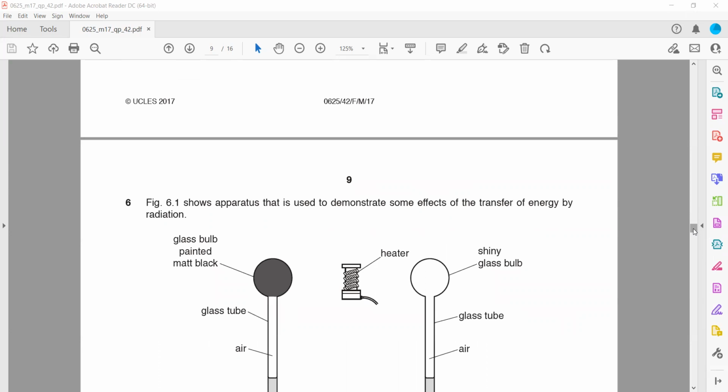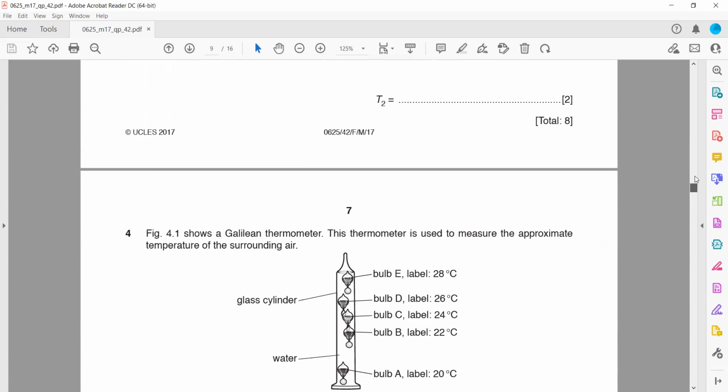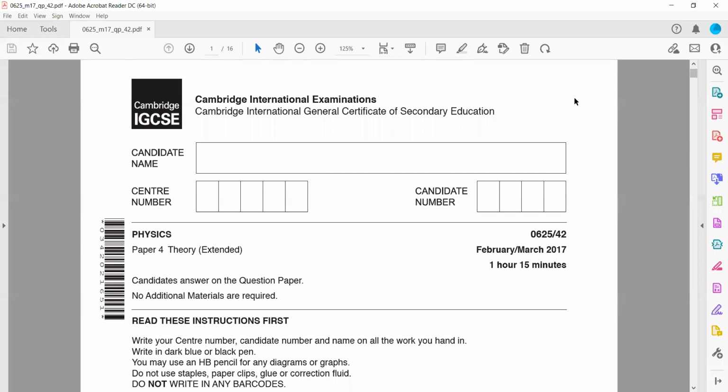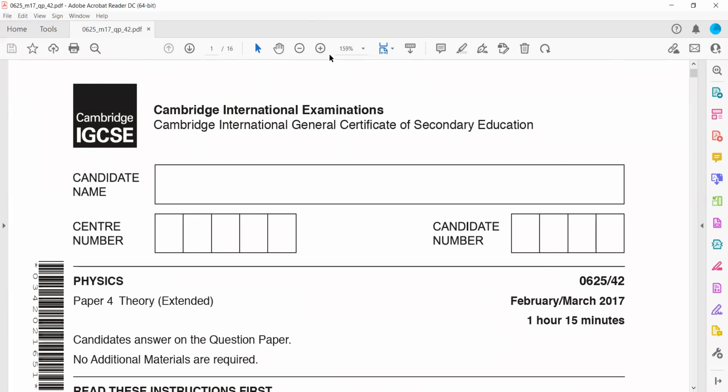So these are the questions from the March 17 session, questions 1 to 6. Next session will complete this paper.